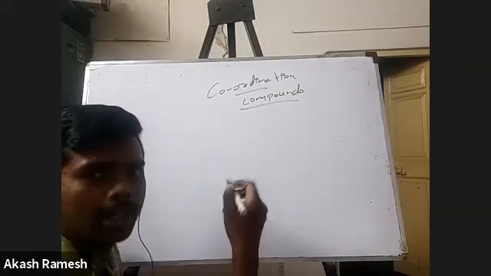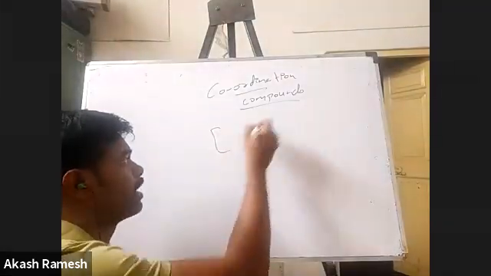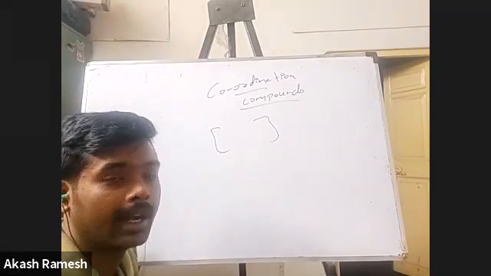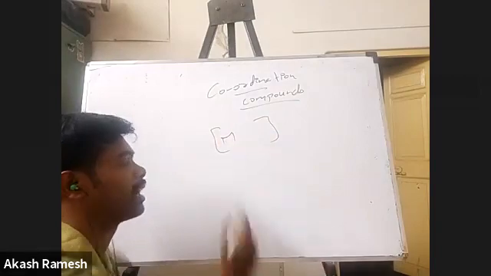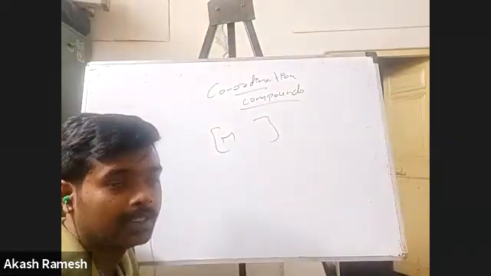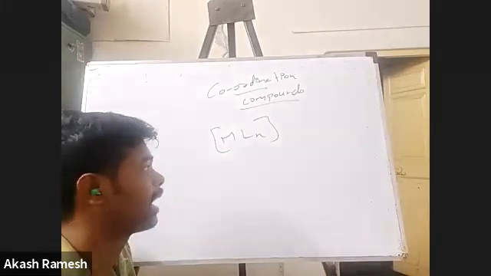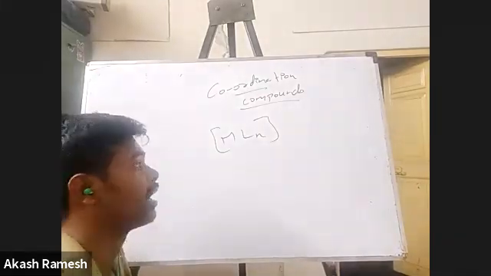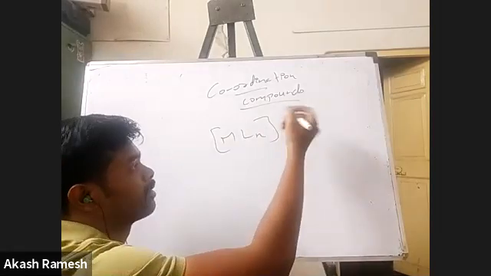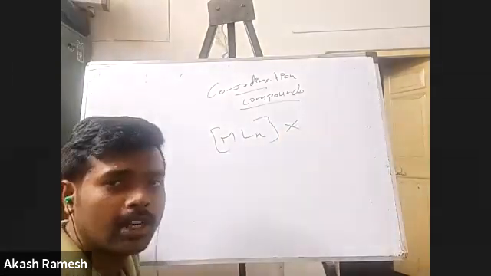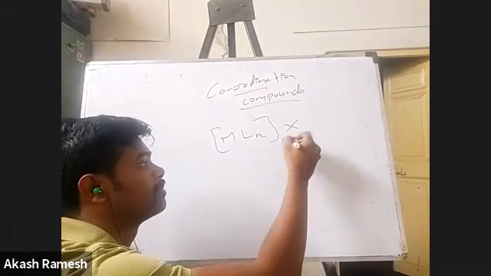I hope you know the terminologies, right? Whatever is inside this bracket is called the coordination sphere. Inside this coordination sphere, I have a central metal atom, and I also have ligands, n number of ligands, whatever it is. Outside this, I can have some kind of cation or anion, and that is called the counter ion, right?